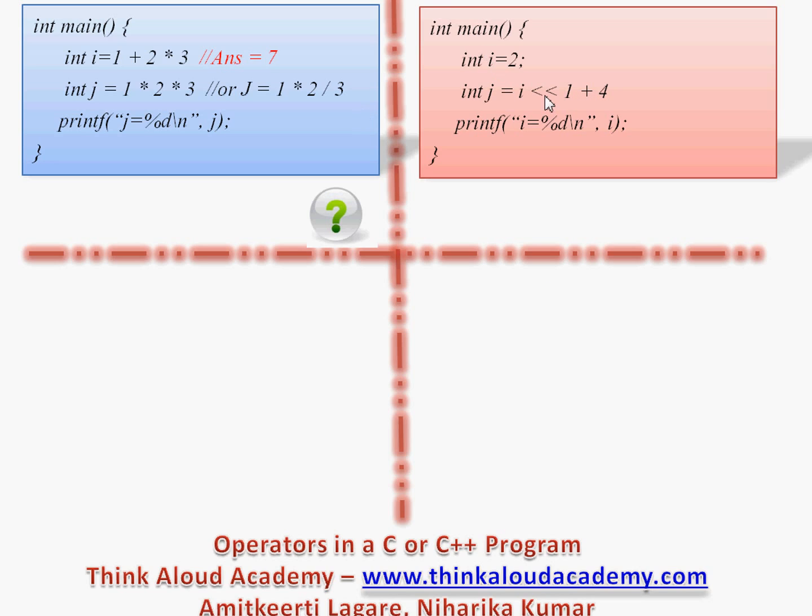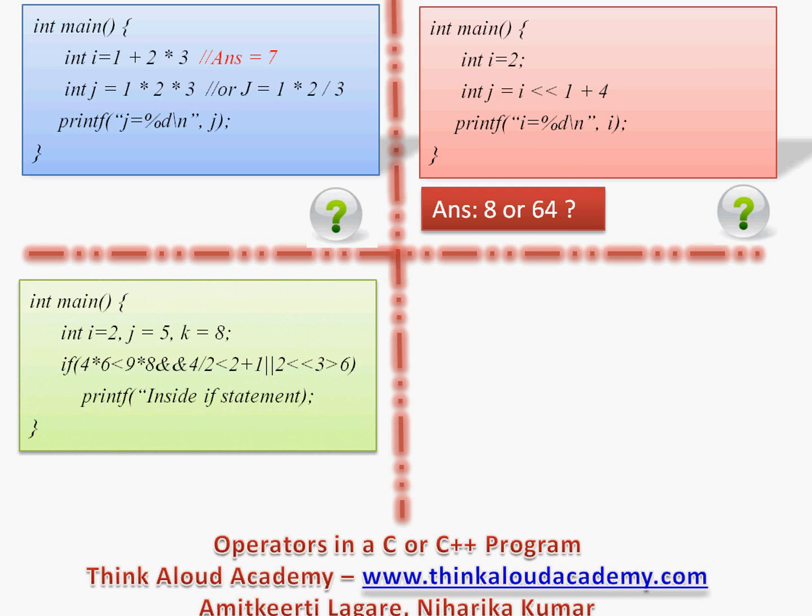Would I do 2 left shift of 1 and the output is added with 4? Or would I do 1 plus 4 first, which is 5, and then 2 is left shifted by 5? So I have two options. In the first option, I get an answer of 8. In the second option, I get an answer of 64. So is the answer 8 or is it 64?